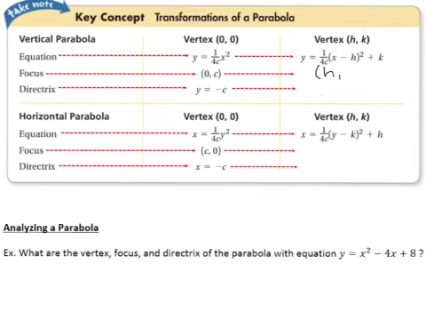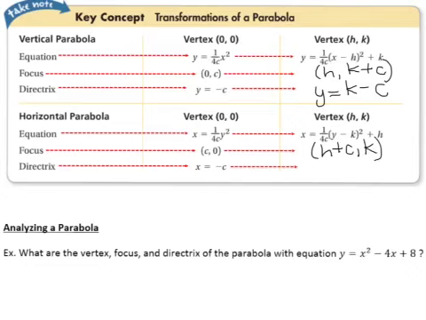h, comma, k plus c. And our directrix that was at y equals negative c is now going to be at y equals k minus c. Our horizontal parabola, as it translates, the focus that was at c, 0 is now at the point h plus c, comma k, and the directrix, which was at x equals negative c, is now at x equals h minus c.